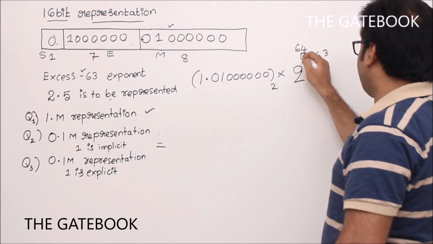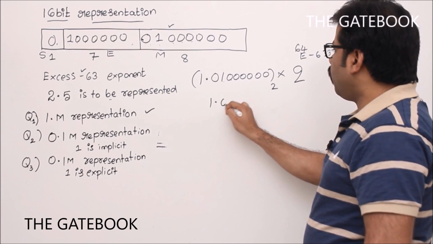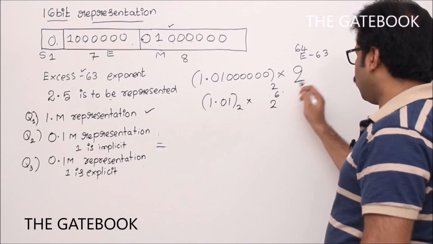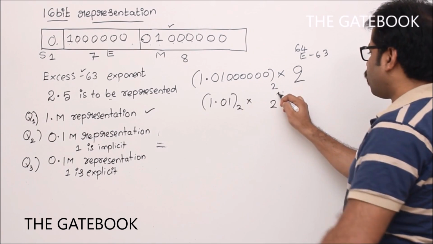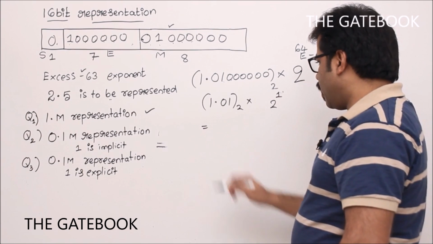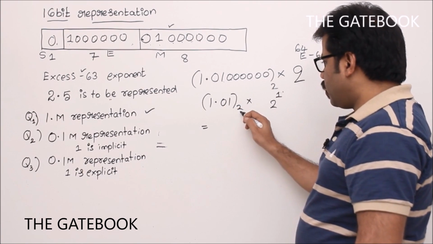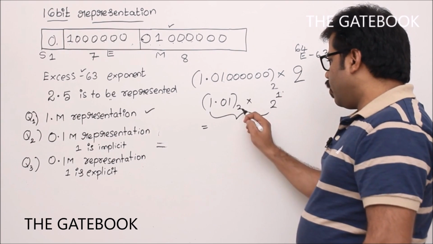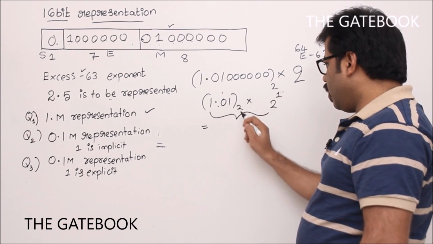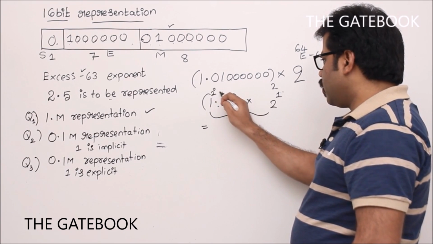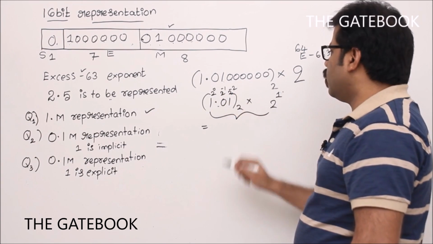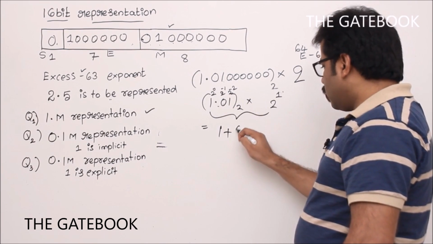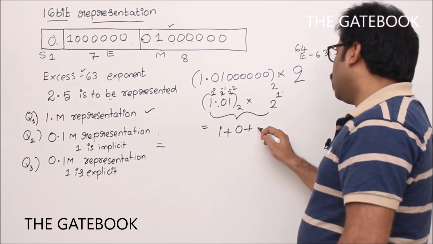We know that. So now let us simplify. It will be 1.01 base 2 into 2 power 64 minus 63, that is 1. So finally it becomes 1.01 base 2. Let us convert it into decimal so that I can understand the value. Weightages are important: 2 power 0, 2 power minus 1, 2 power minus 2. 2 power 0 is 1, 1 into 1 is 1, plus 2 power minus 1 into 0 is 0, plus 2 power minus 2 into 1, 1 by 4.